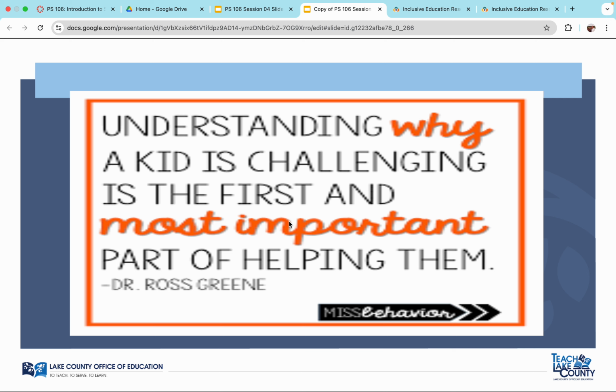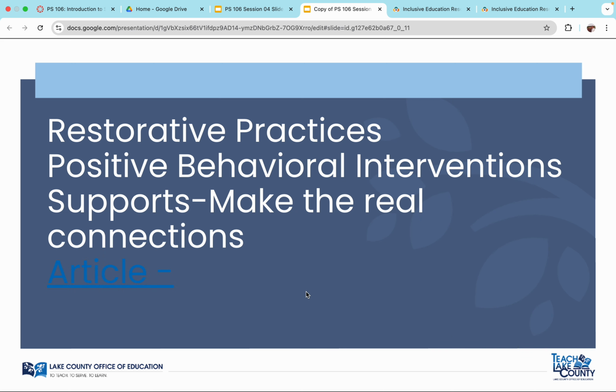Understanding why a kid is challenging is the first and most important part of helping them. Dr. Ross Greene. Oh, yes. Dr. Greene is a very famous doctor that's often discussed amongst my counselors over at Sonoma County Office of Education. Restorative practices, positive behavioral intervention supports, make the real connections.